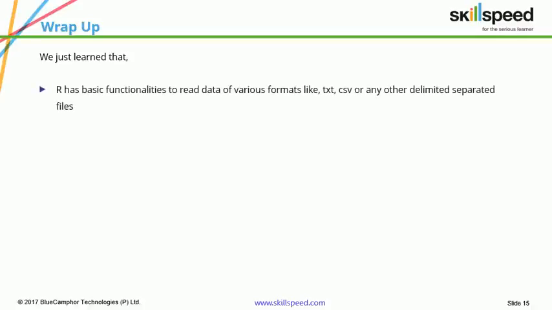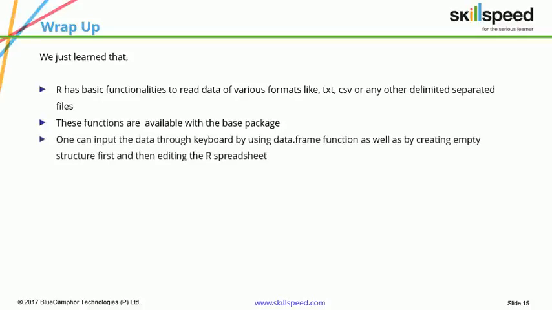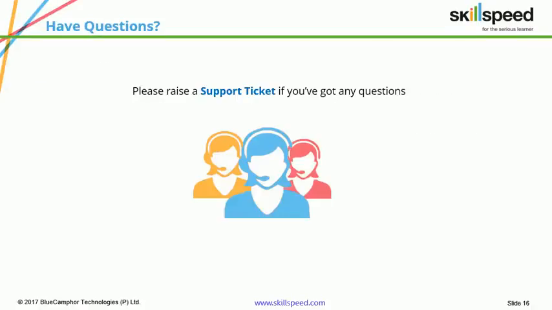Let's wrap up. We just learned that R has basic functionalities to read data of various formats like TXT, CSV or any other delimited separated files. These functions are available with the base package. One can input the data through keyboard by using data.frame function as well as by creating empty structure and then editing that R spreadsheet. Thank you for listening.